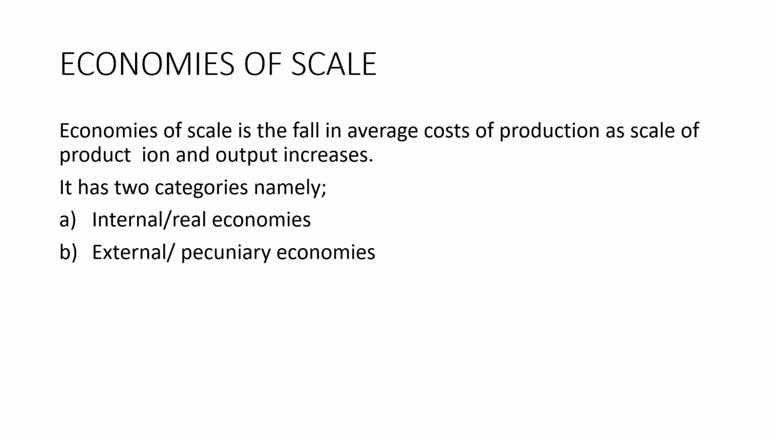So economies of scale is the fall in the average cost of production as the scale of production and the output increases. So this is categorized into two, that is the internal economies of scale and the external economies of scale.